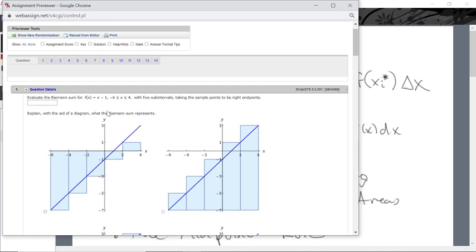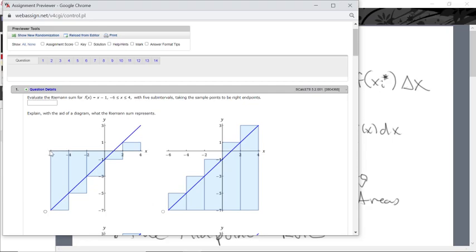Well, the subintervals from -6 to 4, b minus a, that would be 4 minus -6, that's equal to 10. So b minus a is equal to 10. Divide that by 5, you get 2. The width on a uniform partition here, the width of each subinterval is equal to 2. So here's the first subinterval right here.